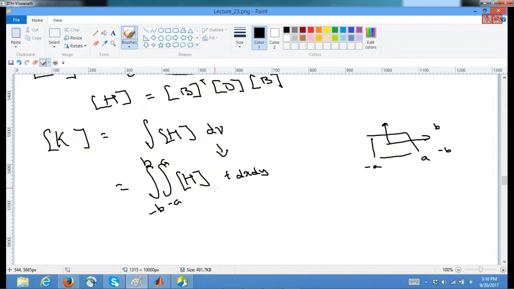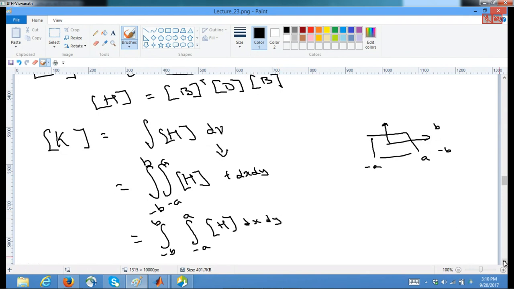So here we have seen that the integration with respect to x will be from minus a to a, and with respect to y it is minus b to b. Let's take t equal to 1. In that case it will become the integral from minus b to b, minus a to a, h dx dy.